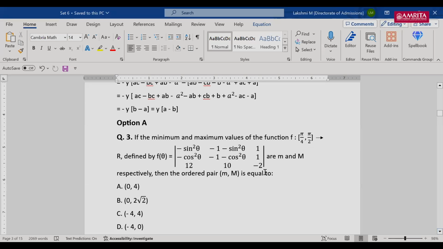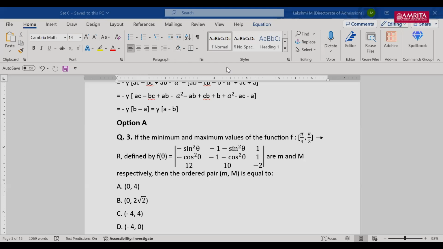Now I have another question for all of you, the same type, and I want you to solve it. If the minimum and the maximum values of the function, with the range pi by 4 to pi by 2, defined by f of theta equal to the determinant minus sine square theta, minus 1, minus sine square theta, 1, minus cos square theta, minus 1, minus cos square theta, 1, 12, 10, minus 2, where m and M are the minimum and the maximum values, then the ordered pair m, M is what you need to find out. I hope the question is clear. It's the same type of question we discussed earlier. I want you to just solve this.